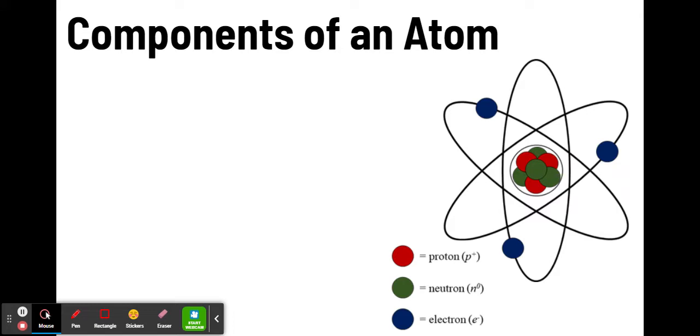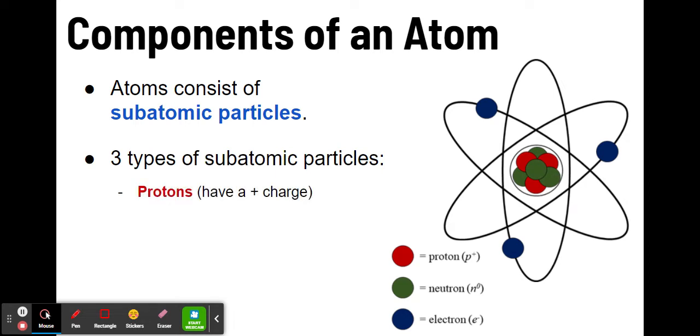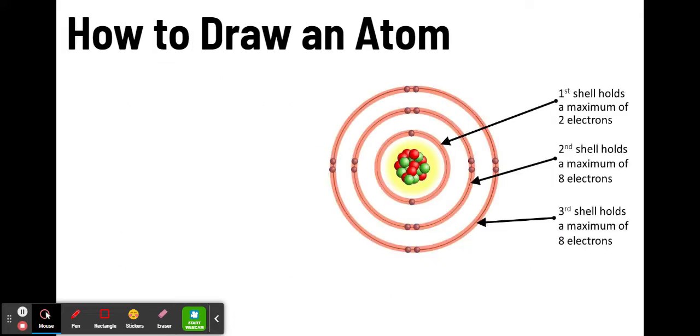Okay, now let's talk about the components of an atom. An atom has subatomic particles in it. That's what it consists of. And there are three types of subatomic particles. The first is a proton. Protons have a positive charge. The second is a neutron. Neutrons have a neutral charge. And the last is an electron. Electrons have a negative charge. So those are the three subatomic particles that make up an atom.